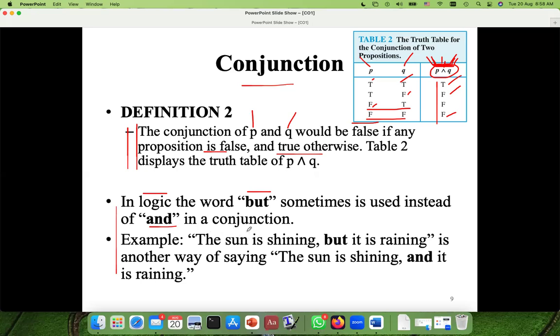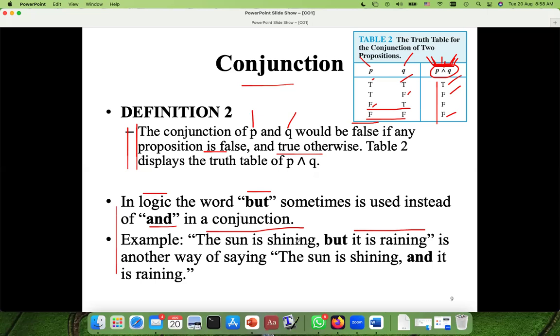The sun is shining. This is one sentence. And then but, and then it is raining. So, the sun is shining, but it is raining. And if you replace it, the sun is shining and it is raining. Both the sentences have the same meaning.